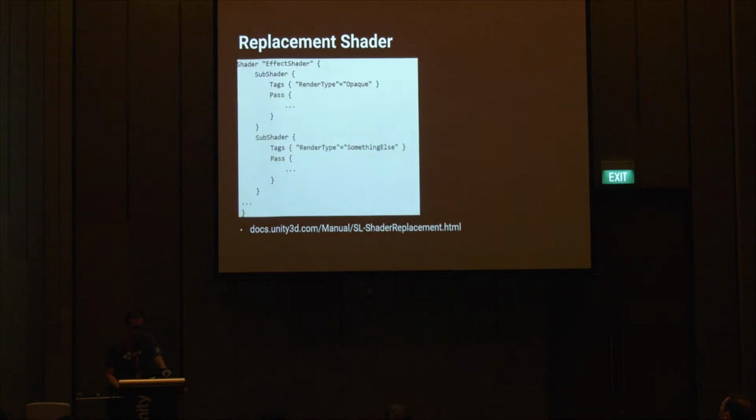So my replacement shader looks something like this. It has two sub-shaders, and for each sub-shader, there is a tag specified. The first one specifies RenderType Opaque. The second one, RenderType something else. So in your scene, with all the different shaders, first it will look for shaders with the same tag, Opaque. If there is such a shader, then that will be rendered with this replacement shader's sub-shader. And if there are shaders with the tag something else, that will be rendered with this replacement shader's sub-shader. If there is a tag that doesn't fit any of the tags in my replacement shader, then that object will not get rendered. Okay.